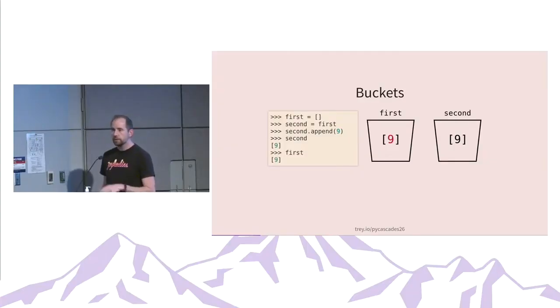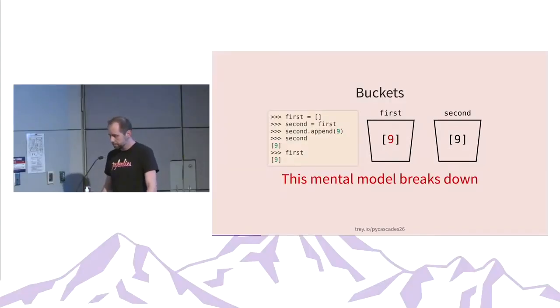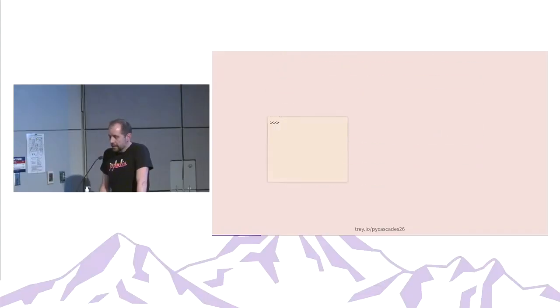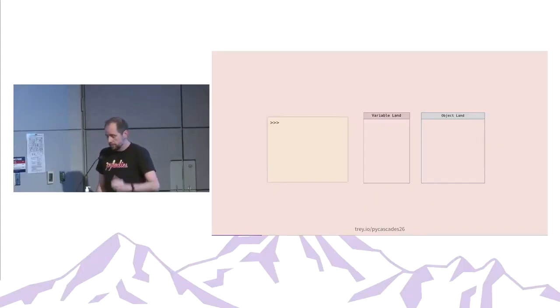In Python, this mental model of variables as buckets that contain objects doesn't work. Variables in Python are not buckets that contain objects, and assignment statements don't copy anything. In Python, variables live in variable land and objects live in object land. So we have 2 different places where variables and objects live.